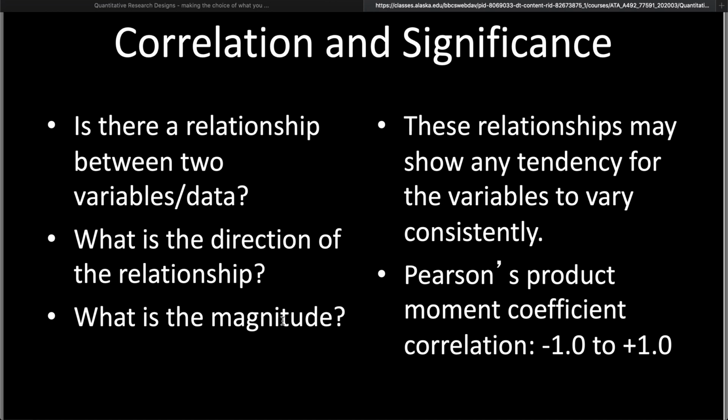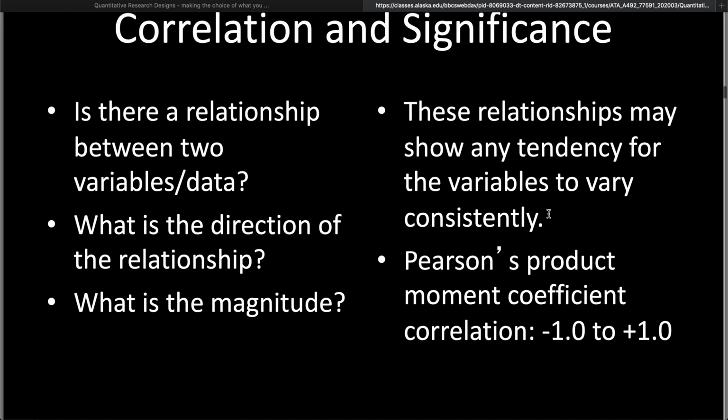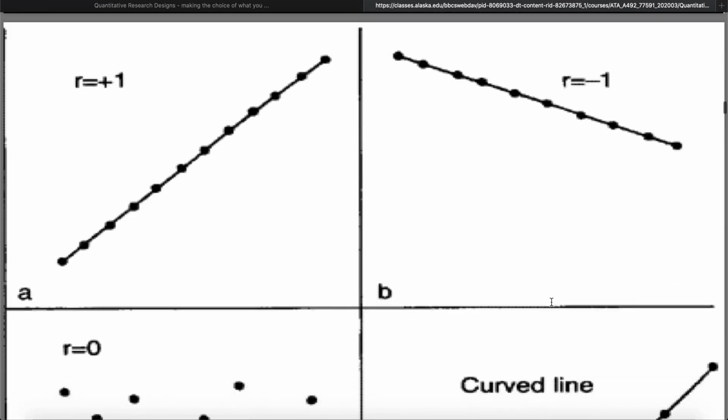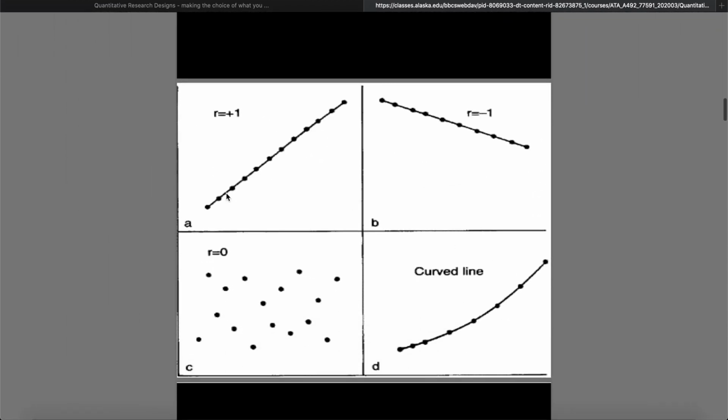Magnitude could be strength, right? How strong is that? So what we're trying to do is show any tendency of the variables to vary consistently. So how consistent is the variation? We use something called the Pearson's product moment coefficient, from -1 to +1. And so it looks kind of like this. You can either have a positive, strong correlation if it's close to 1. If it's half, that means it's a medium correlation. If it's under half, it's kind of a weak correlation. Maybe the dots are very spread apart, so it's not a very strong line.